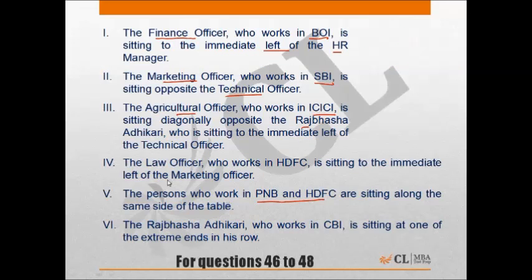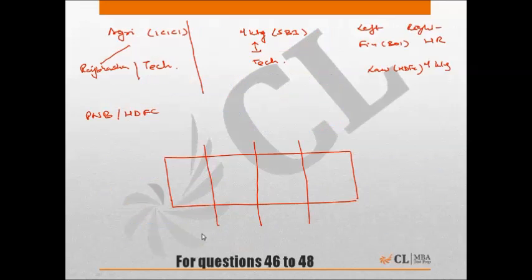Last, the Rajbhasha Adhikari who works in CBI is sitting at one of the extreme ends of his zone. Okay, he's sitting at one of the extreme ends. So Rajbhasha Adhikari could be sitting here or here or here or here. But we also know Rajbhasha Adhikari is sitting to the left of the technical officer. So if he is sitting to the left of the technical officer and has to be in the corner, let me put him here.